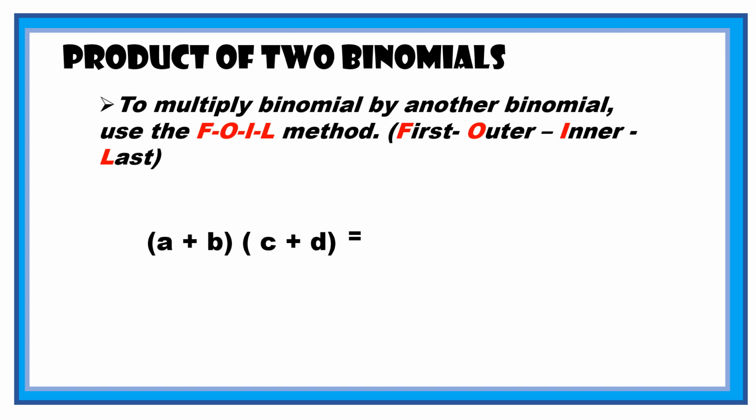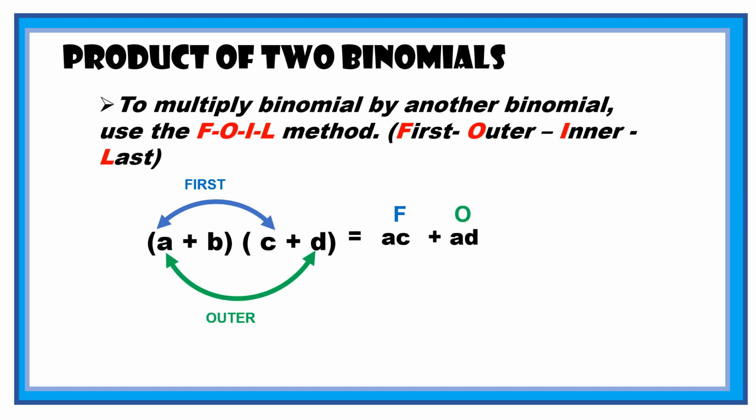To multiply a binomial by another binomial, use the FOIL method: first, outer, inner, last. So let us find the product of the first terms. So we have AC. Next, multiply the outer terms. We have AD. And the inner terms, we have BC. Then the last terms, so the answer is BD. So the final answer is AC plus AD plus BC plus BD.